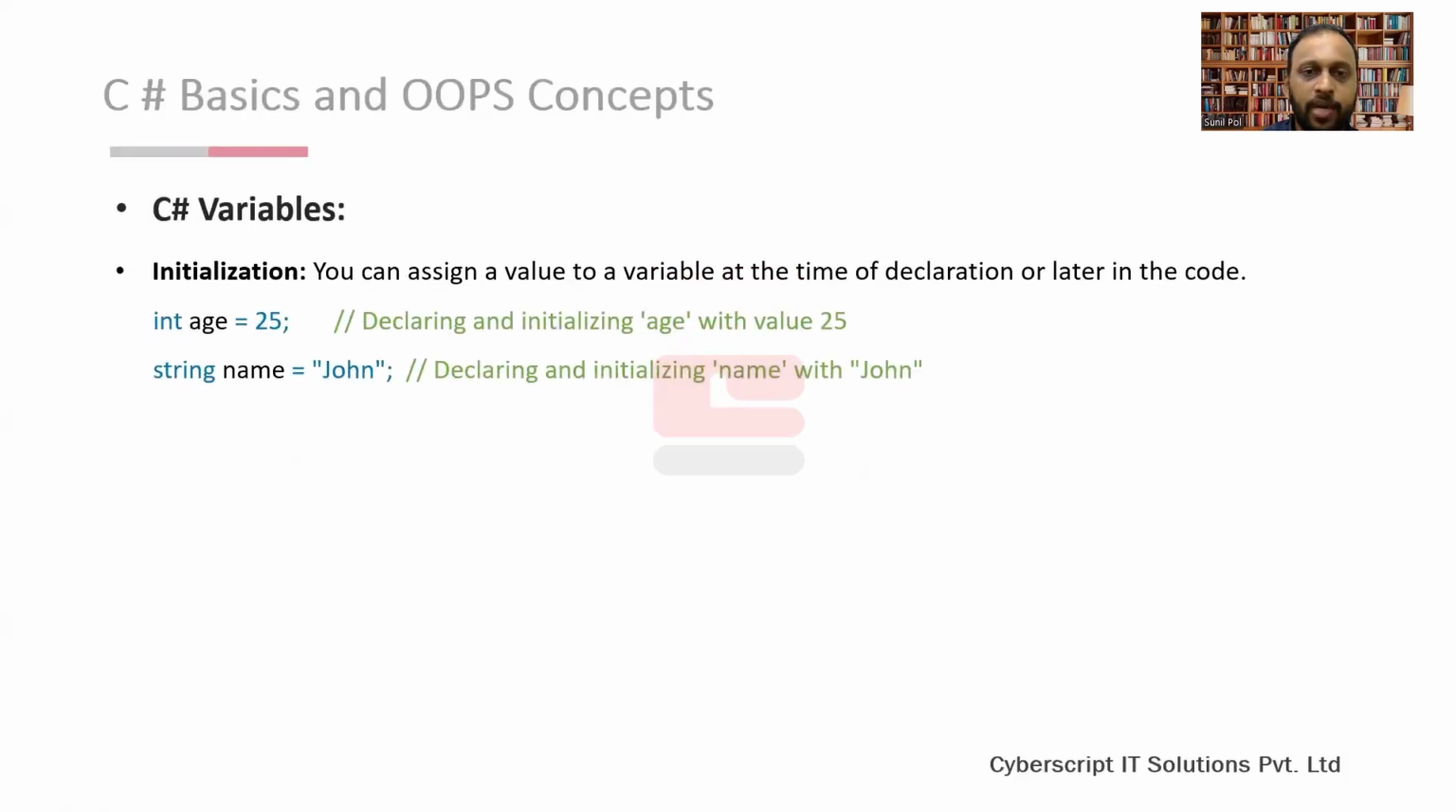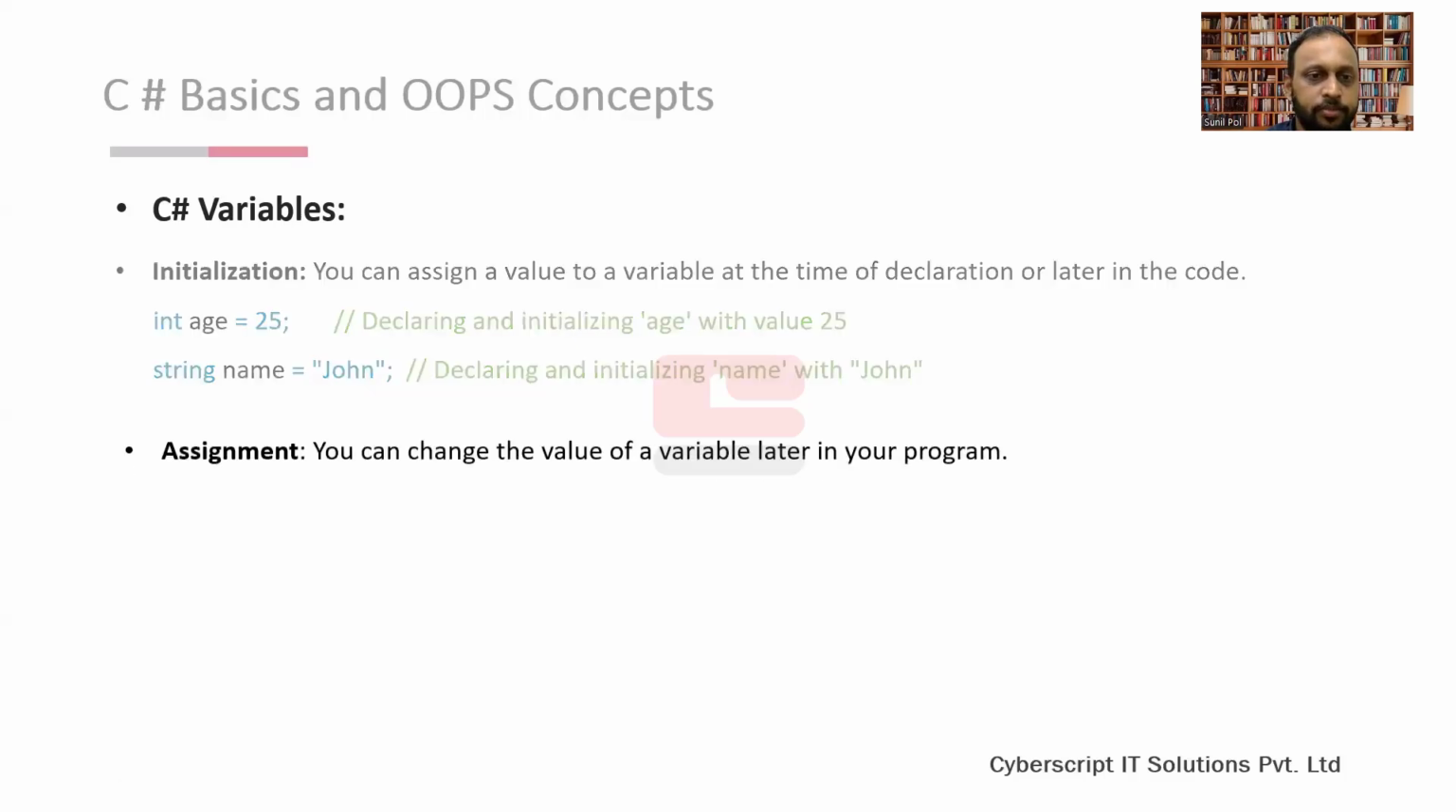Initialization. You can assign a value to a variable at the time of declaration or later in code. Here int is the data type, age is the variable name, and 25 is a value which we want to assign to the age variable. So whenever we declare the variable, we can also assign a value to it. It is also called initialization. Here string is the data type, name is a variable name, and John is a value. Declaring and initializing name with John.